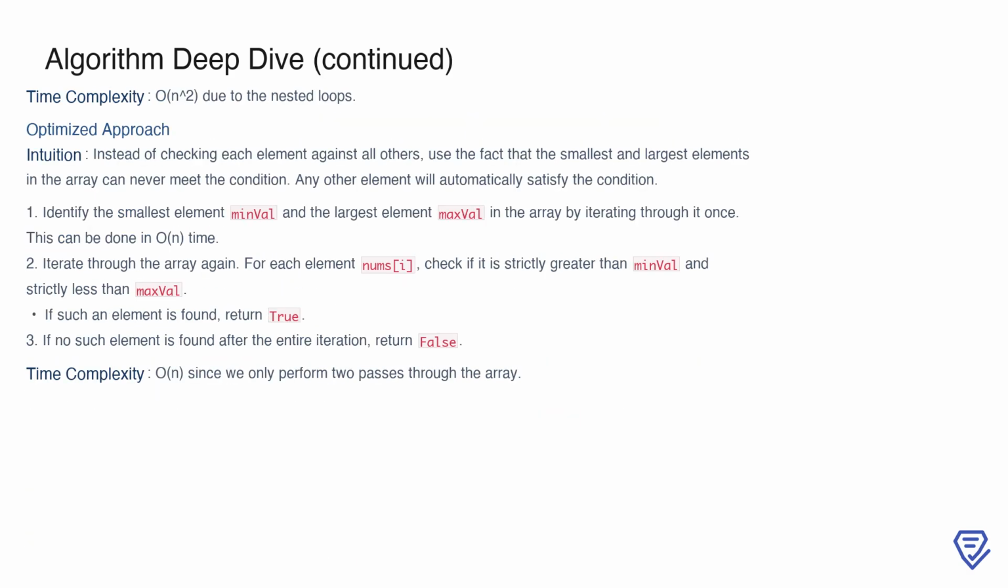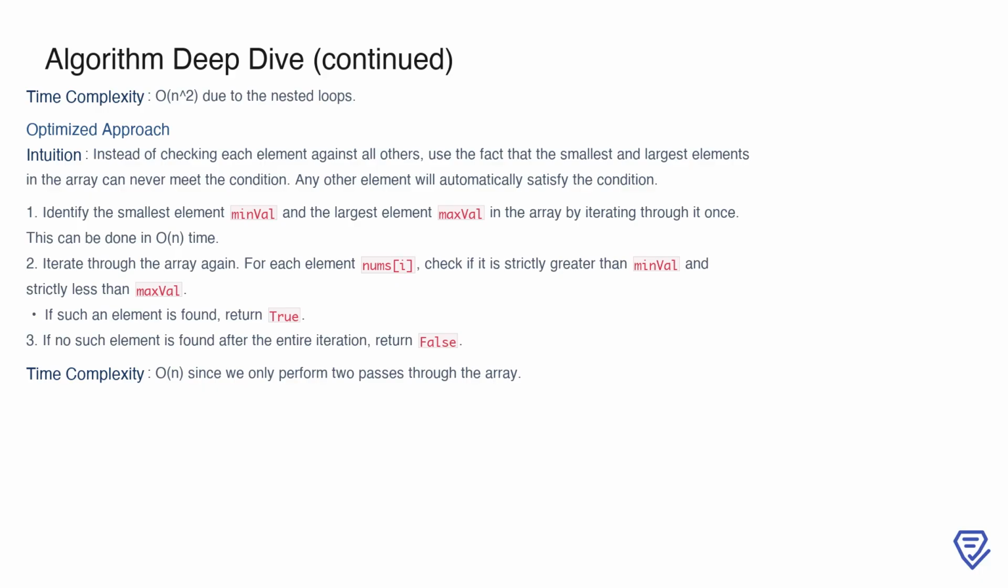The brute force approach, while simple, is inefficient because it uses nested loops, resulting in a time complexity of O(n²). To optimize this, we can leverage the properties of the smallest and largest elements in the array. Specifically, we know that the smallest and largest elements can never meet the condition because they lack both smaller and greater neighbors. In the optimized approach, we first identify the smallest value, min_val, and the largest value, max_val, in the array. This requires just one pass through the array, taking O(n) time.